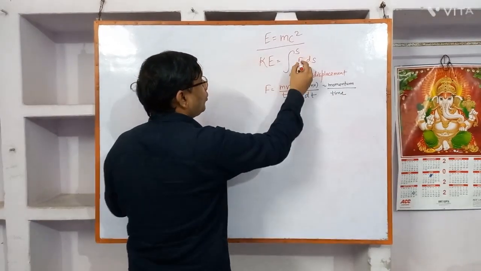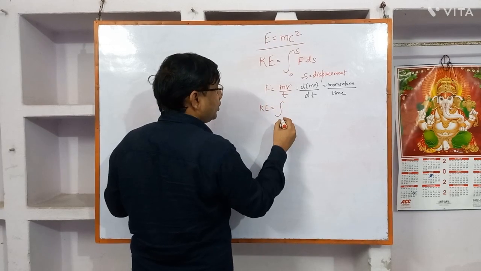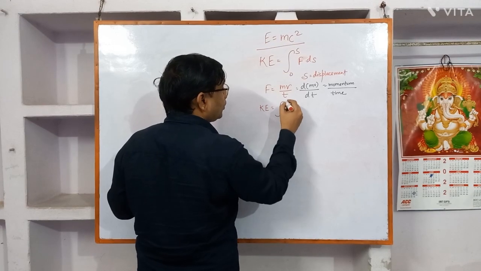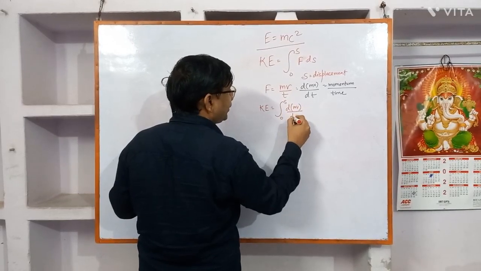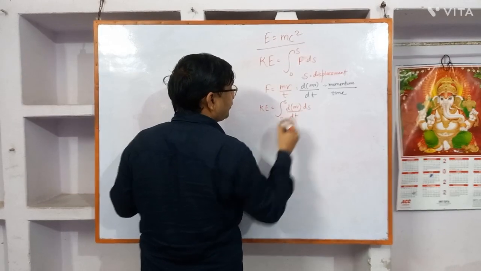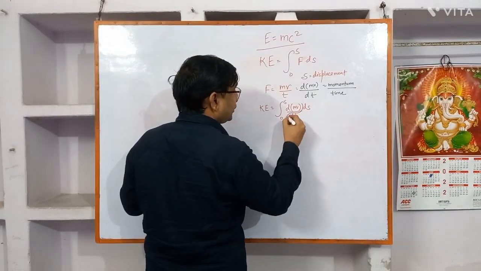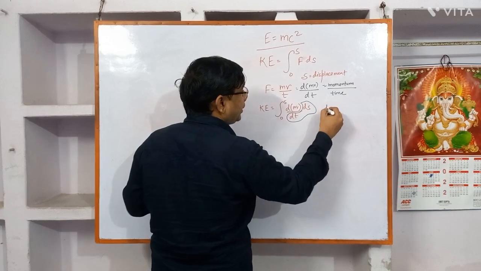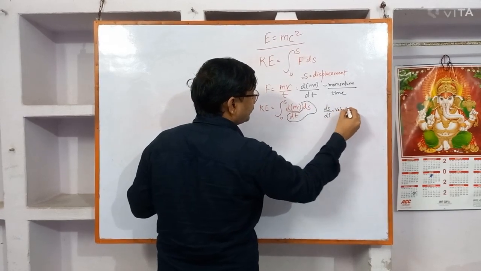Now we write this equation. From this, kinetic energy becomes the integral from 0 to S of d(mv) upon dt times ds. You also know ds upon dt is equal to velocity.